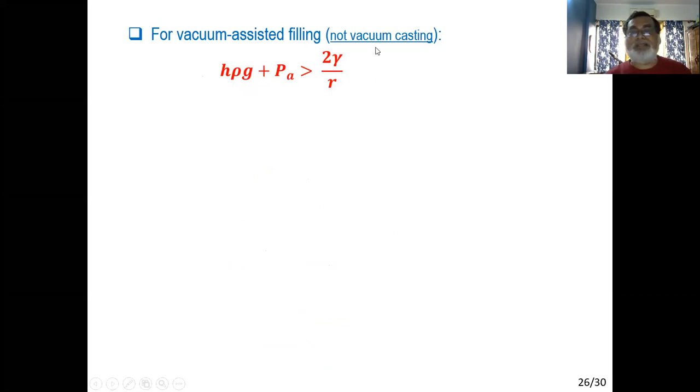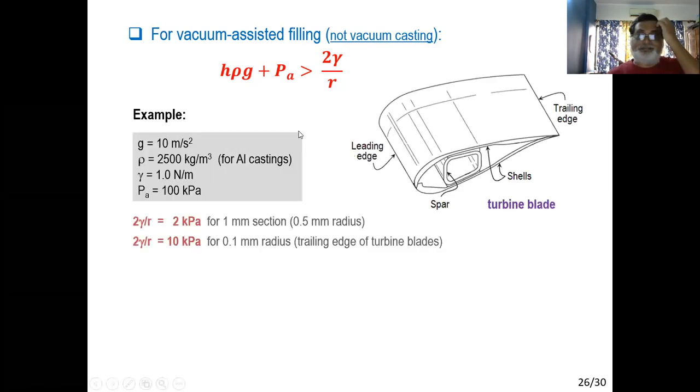So vacuum casting is different from vacuum assisted filling. In vacuum casting, all the thing, that means filling and the mold, is kept inside the vacuum. That's why vacuum doesn't have any help. But in vacuum assisted filling, the mold is kept in the vacuum, but the filling is done normally. Okay, let's see how it helps.